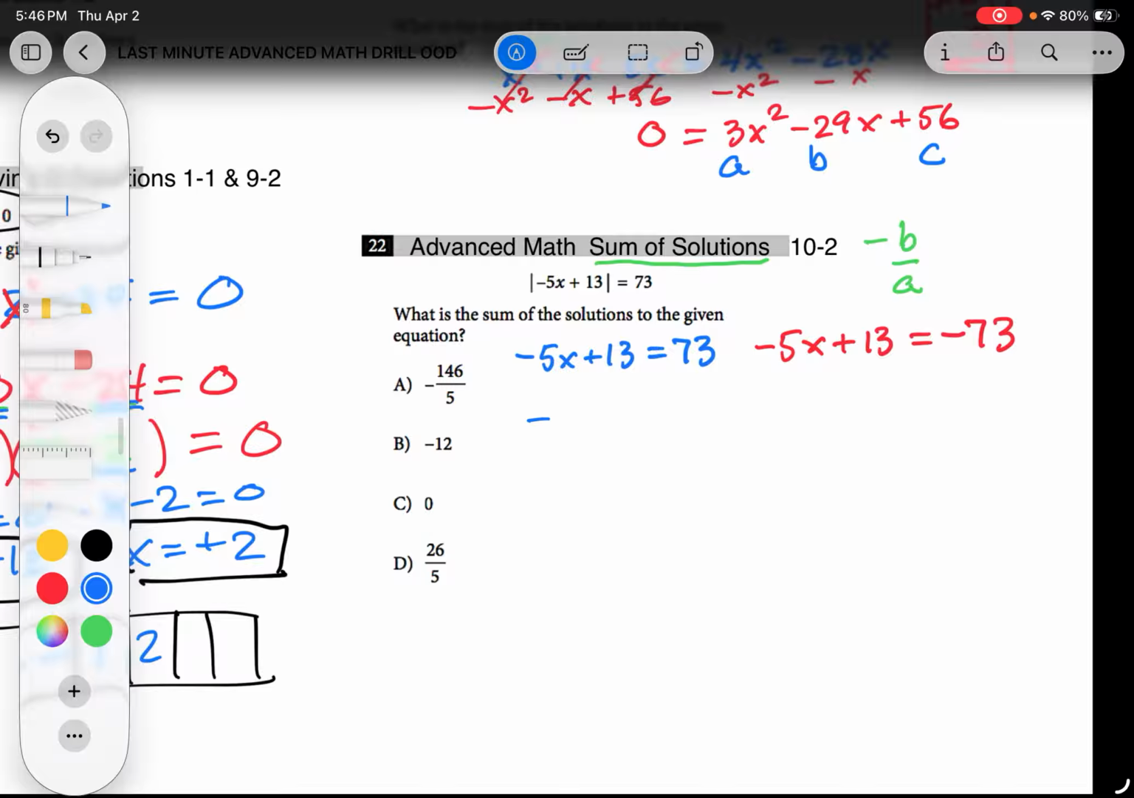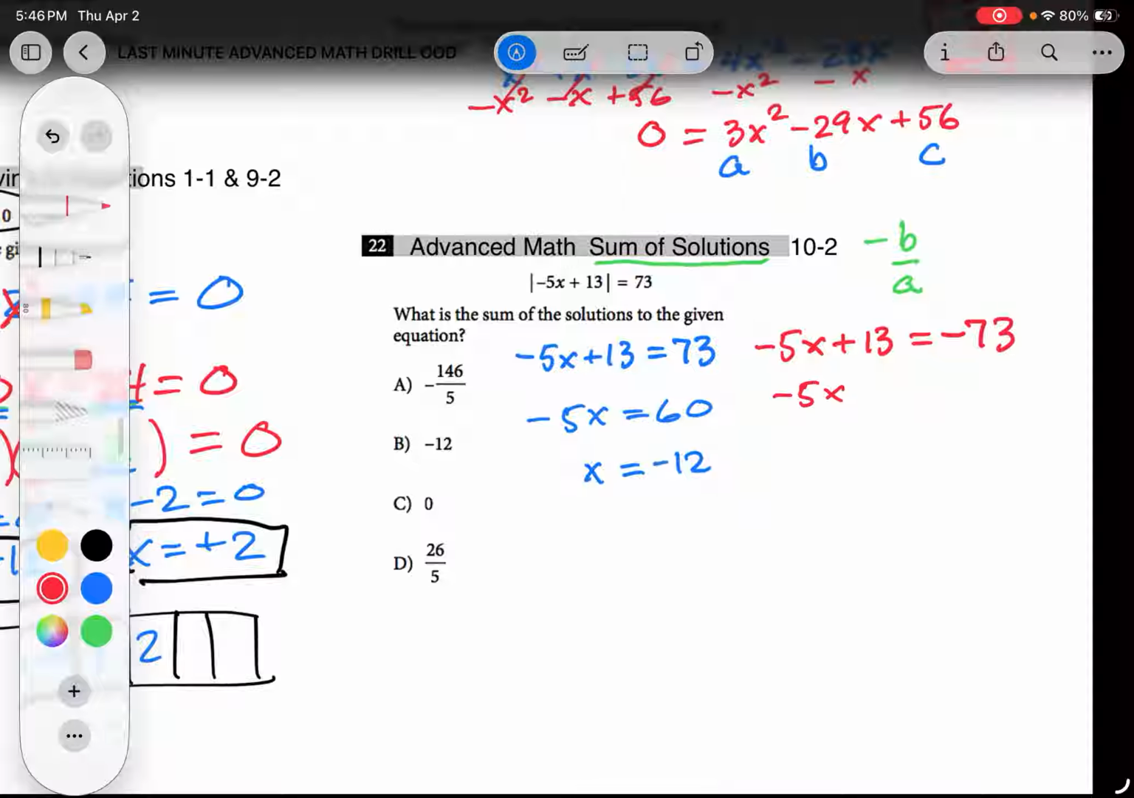Let's do the first part. Negative 5x. We're going to subtract 13 from both sides. So it's going to be 73 minus 13, which is 60. Then we could divide negative 5 by both sides. So x is going to equal a negative 12. We cool so far? All right, excellent. We got one solution. Now we're going to do the other side.